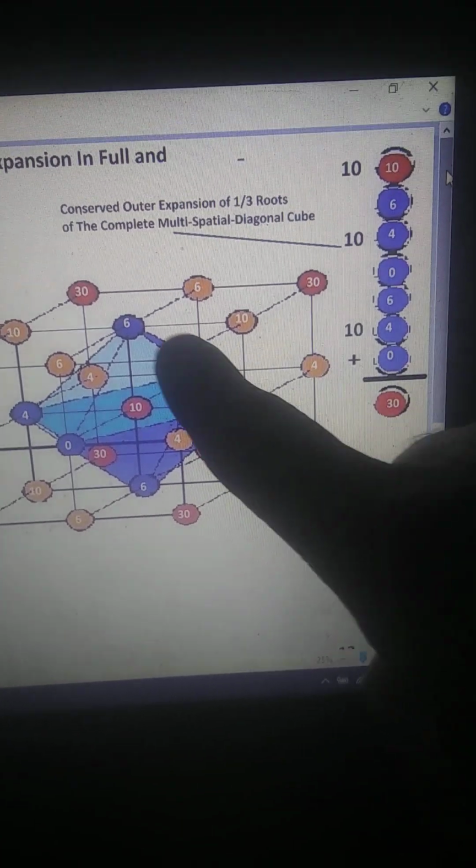The interior cube is not symmetrical, or is rarely symmetrical, unless I guess in double helix form. But it's conserved. There's 10 for the central ghost number. 6, 4, and 0 add to 10, 6, 4, and 0 add to 10.